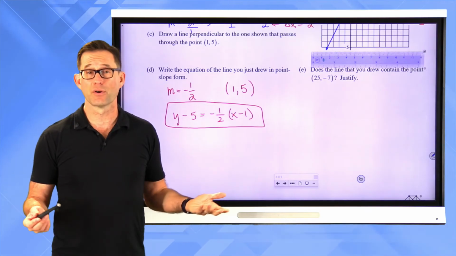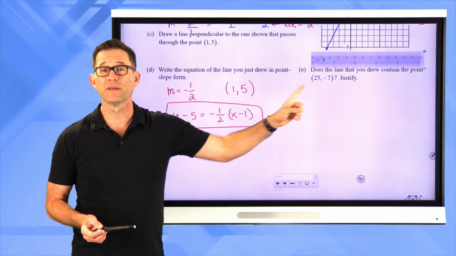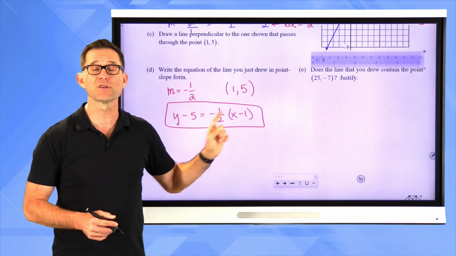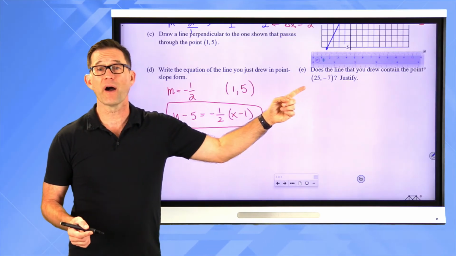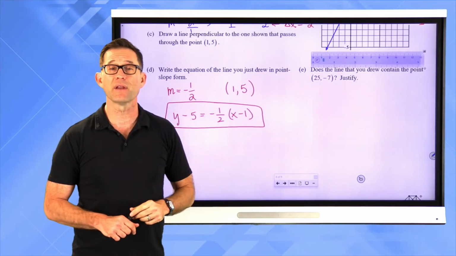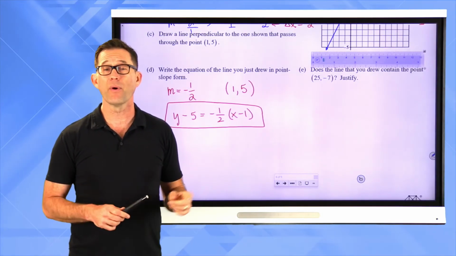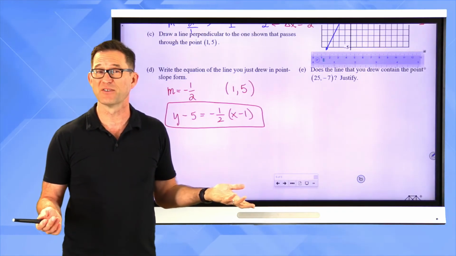Well, this gets to a larger picture, right? And the larger picture is this point is going to lie on this line if when I substitute this point into this equation, it makes the equation true. So I'm going to put in 25 for x, I'm going to put -7 in for y, and if I get the same thing on both sides, that point lies on this line. And if I don't, then it doesn't. It's pretty much that simple.